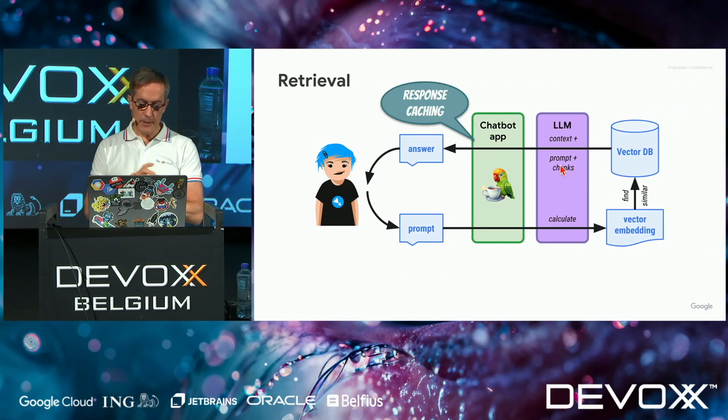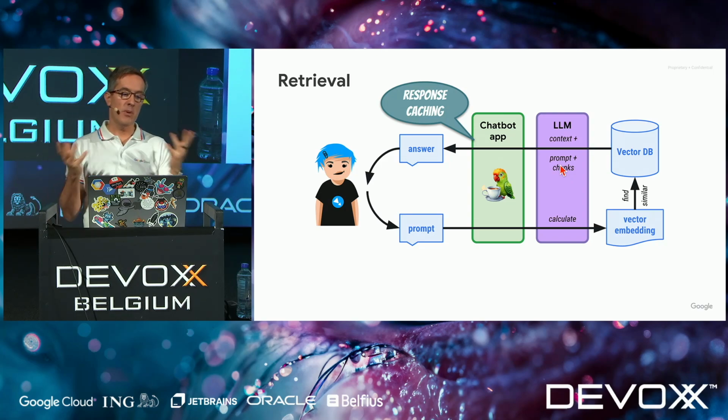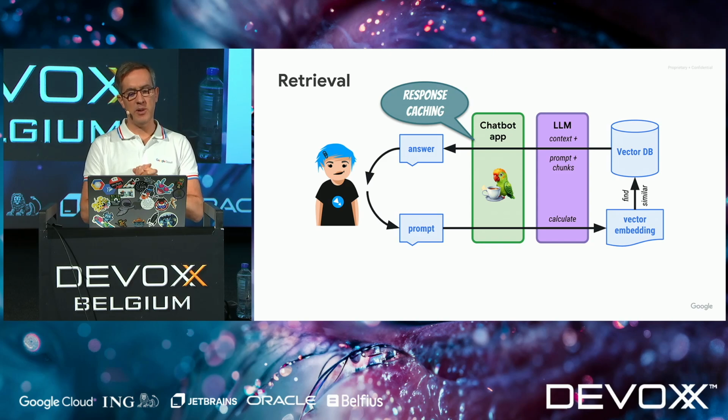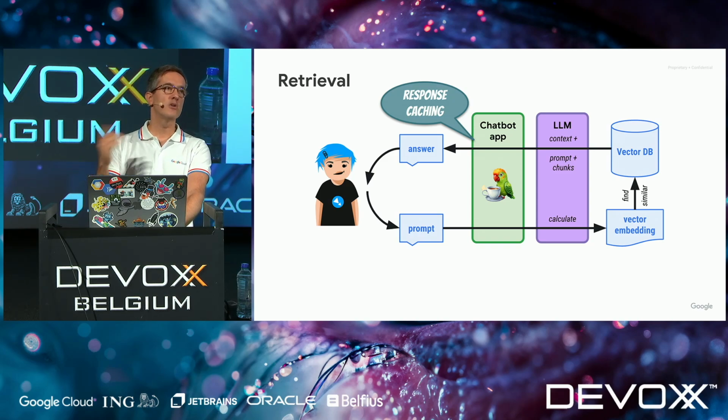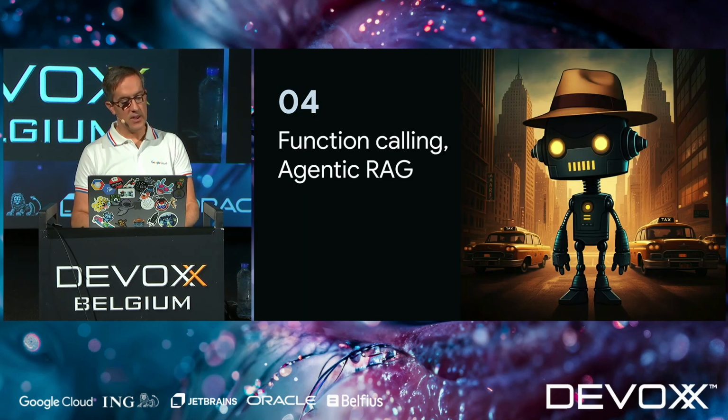Response caching, some models support that. Google was the first to introduce that a couple of months ago. Anthropic did it then, and OpenAI now has it as well. I don't have any example there because it's not yet supported by Langchain4j, so I didn't implement that.